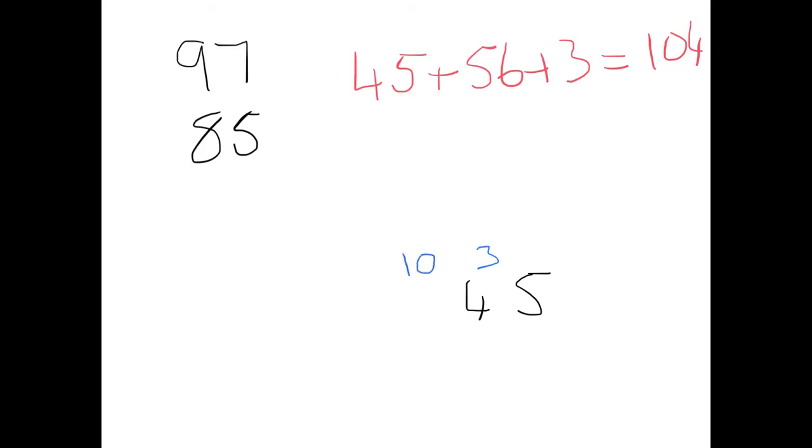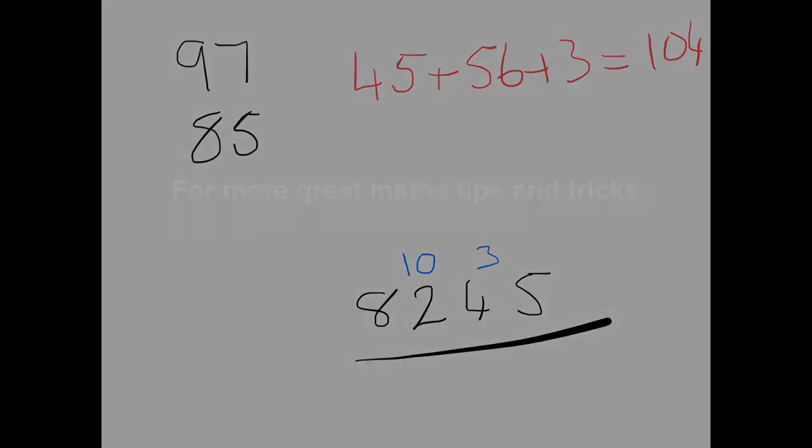10. The final thing we need to do is multiply the two tens digits together. So that's 9 times 8 is 72, plus the carry 10 is 82. So we can pop that in there for our answer of 8,245.